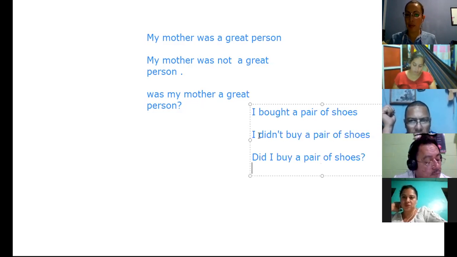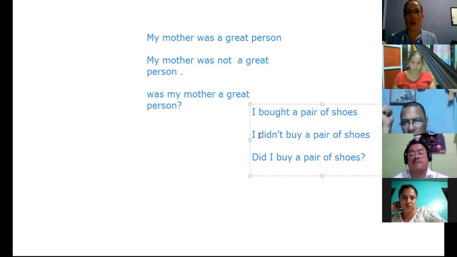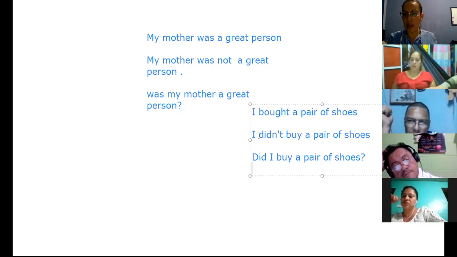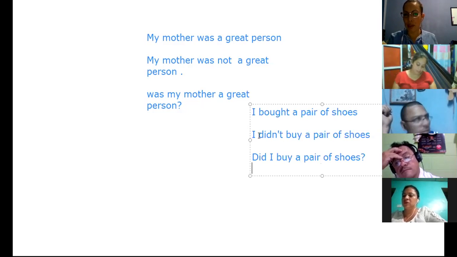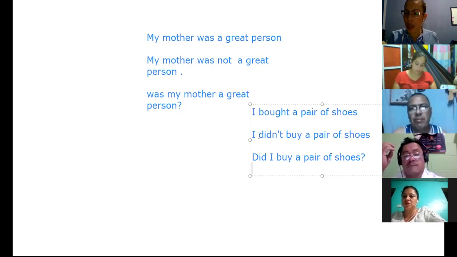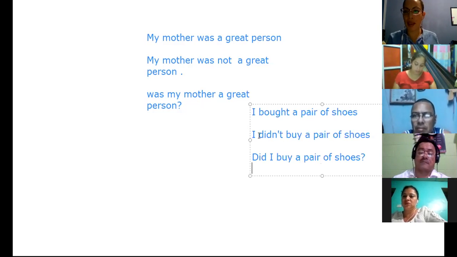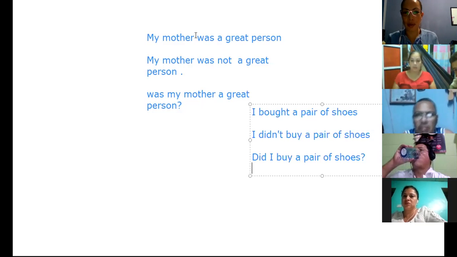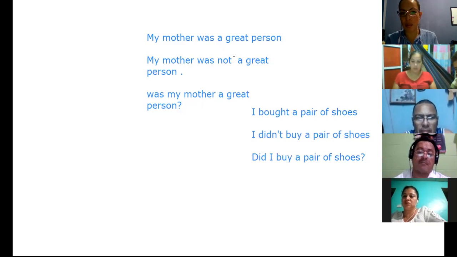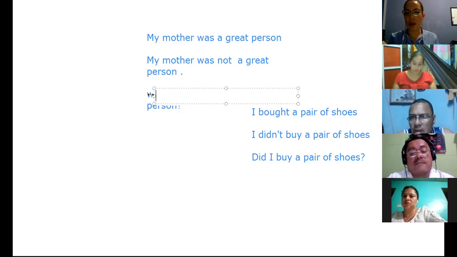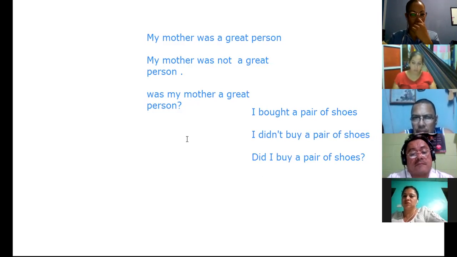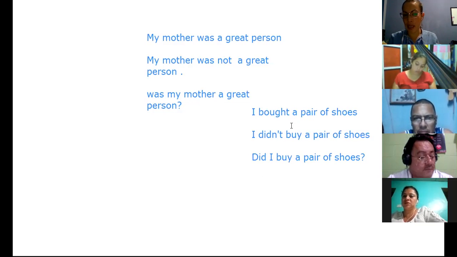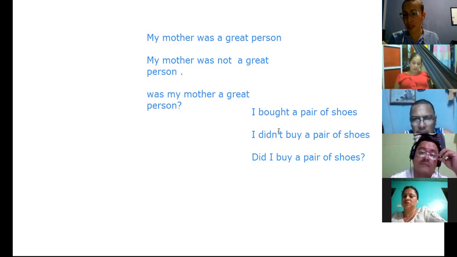Con todos los demás verbos, sí, porque ellos no pueden tomar negativa solo ni pregunta solo, por sí solos. Son como, dependen de un auxiliar. En cambio, el verbo to be no depende de un auxiliar. Él se conjuga él solo. Afirmativo, negativo solo le pongo no. A pregunta solo le pongo el verbo al principio. No ocupo auxiliar. Pero en cambio aquí, yo no puedo decir I buy not a pair of shoes. Necesito el auxiliar. I didn't buy a pair of shoes.